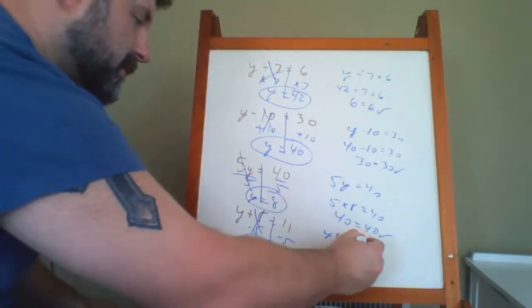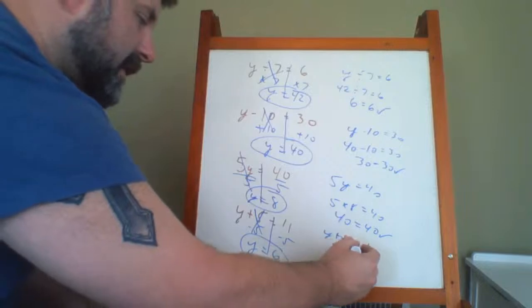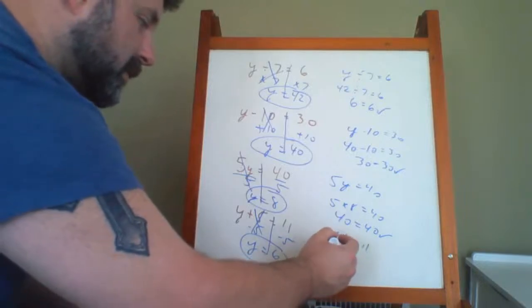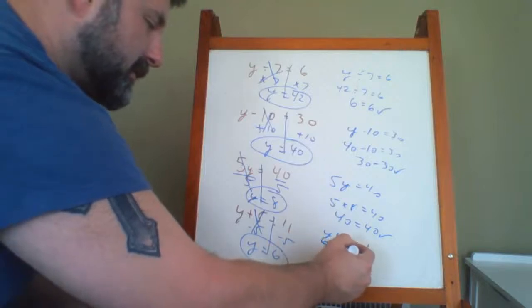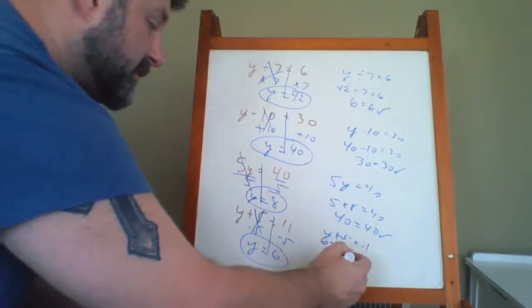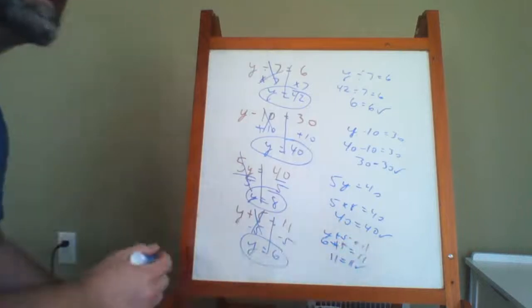Y plus 5 equals 11. We're going to plug in 6 here. Sorry, I was doing solve the equation again. Plug in 6 here. 6 plus 5 equals 11. And 6 plus 5 is 11. 11 does equal 11. It checks.